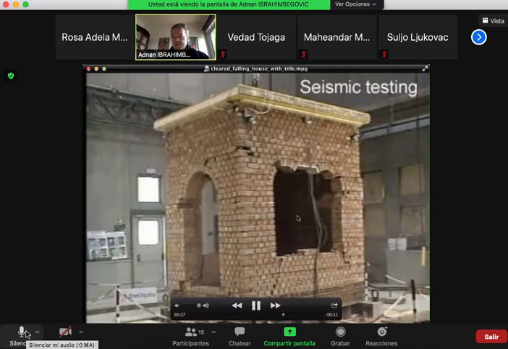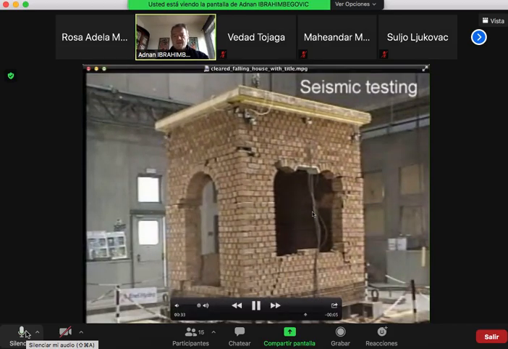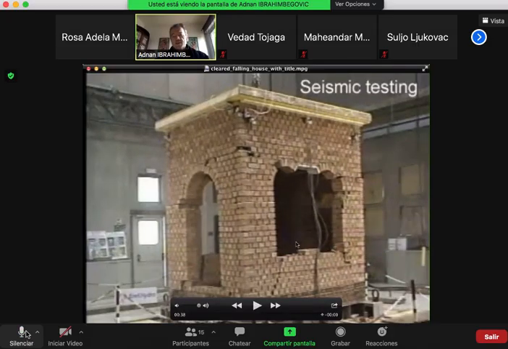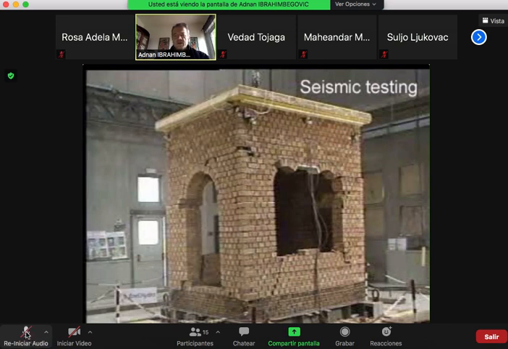And again, this is a reduced model, so you cannot have a guarantee that the bigger size model would actually survive. Is this a real structure? No, this is the structure you can see. On this shaking table, you cannot put a real size structure. The biggest shaking table is in Japan. I think they can put something like a two-story building or something like that.